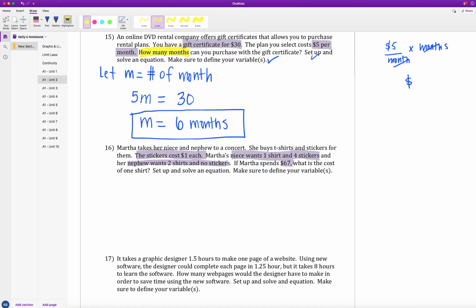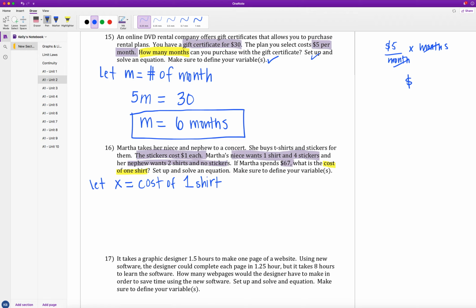From here, in yellow, I want to highlight what we're trying to solve for. So it says, if Martha spends $67, what is the cost of 1 shirt? So what we're trying to find is how much does 1 shirt cost at this concert that she took her niece and her nephew to. So I'm going to go ahead and define my variable right away and let X equal the cost of 1 shirt, since that's what we are trying to find.